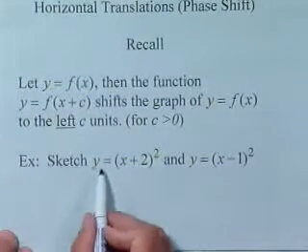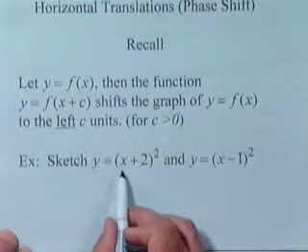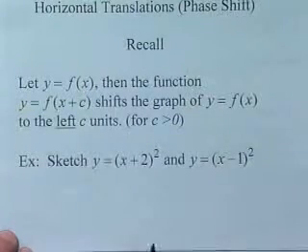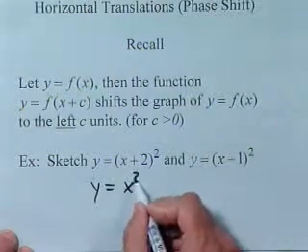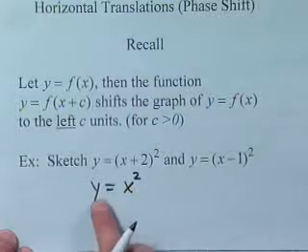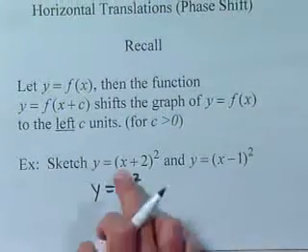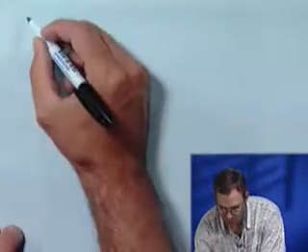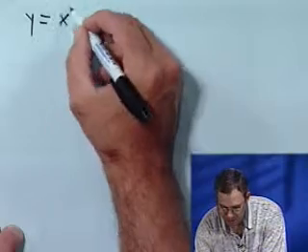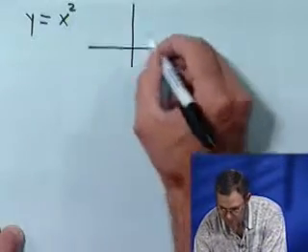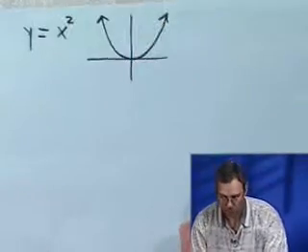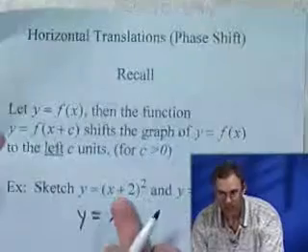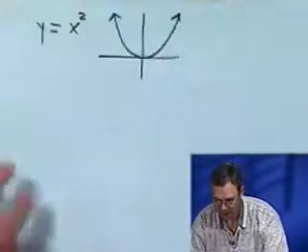For example, let's sketch the two functions y equals (x plus 2) squared and y equals (x minus 1) squared. Well, the first thing we have to figure out is what the graph of y equals x squared looks like. We'll graph that, and then we'll horizontally shift it. You may want to review the earlier lectures when we talked about translations. There's x squared. Okay. Now we want to graph x squared, (x plus 2) squared, and (x minus 1) squared.